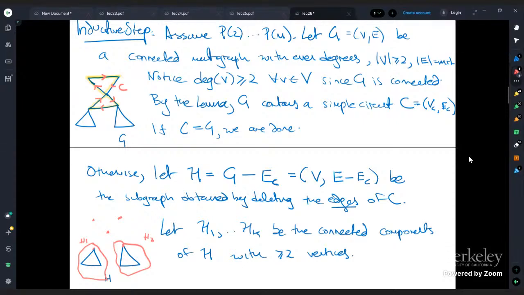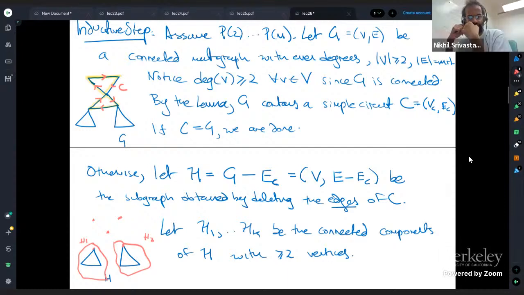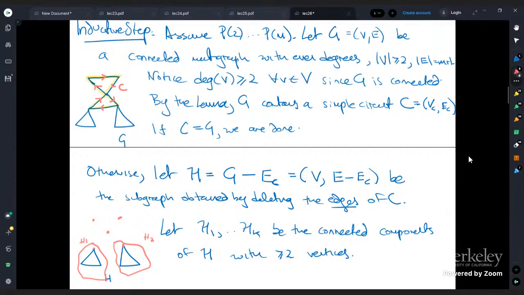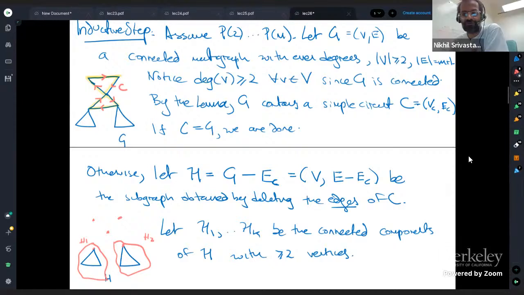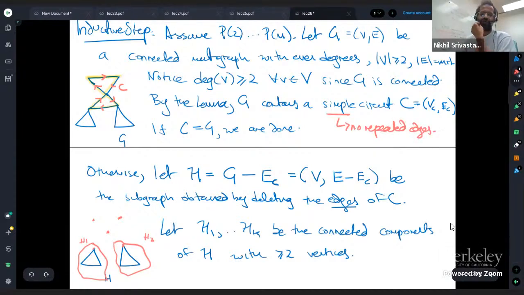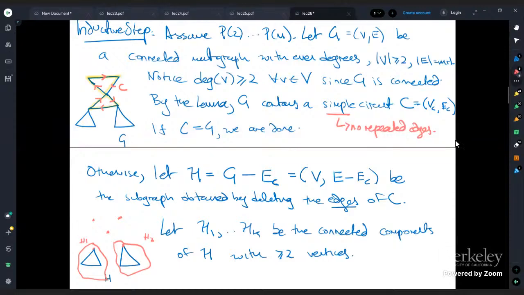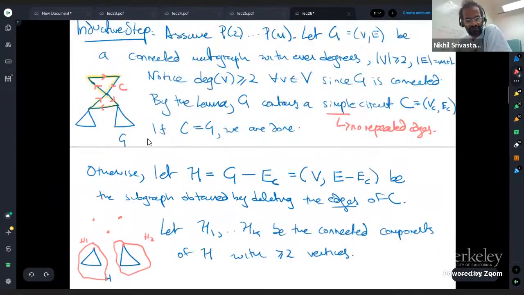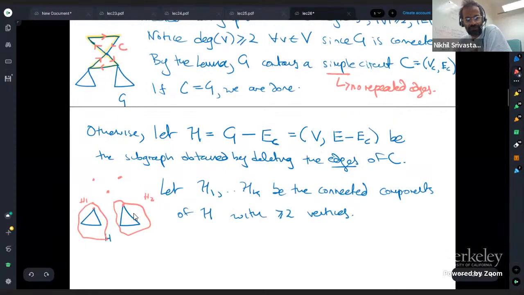I had a question about the circuit C that you removed. Doesn't a simple circuit not repeat vertices other than the first and last one? Like the center vertex in C, don't you cross? No, it's allowed to repeat vertices. It means no repeated edges. It's a great question. It's a very common confusion even for me. But the way we've defined simple circuit is it doesn't repeat edges. Does that answer your question? Yeah, thank you.